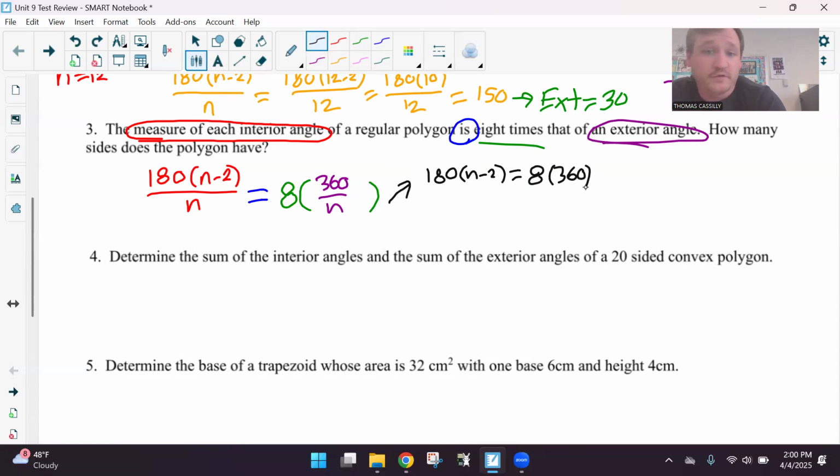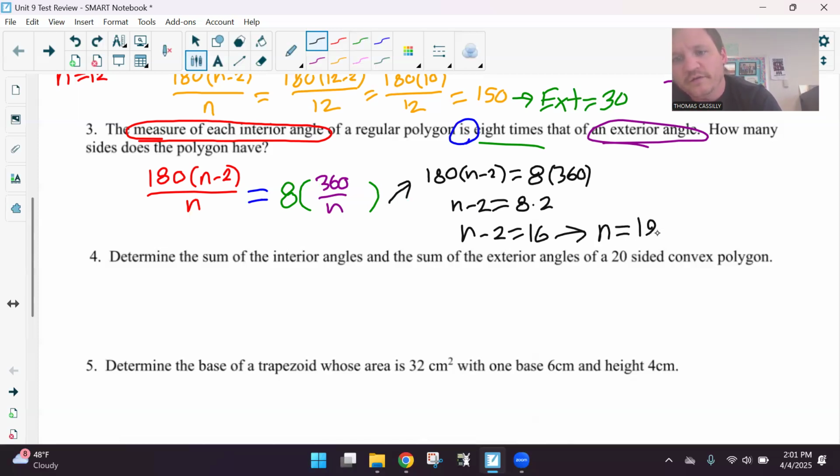I'm going to divide both sides by 180. That way I have n minus 2 equals 8 times 2. All right, 360 divided by 180 is 2. So we have n minus 2 equals 16, thus n equals 18. All right, so that's an 18-sided shape there.